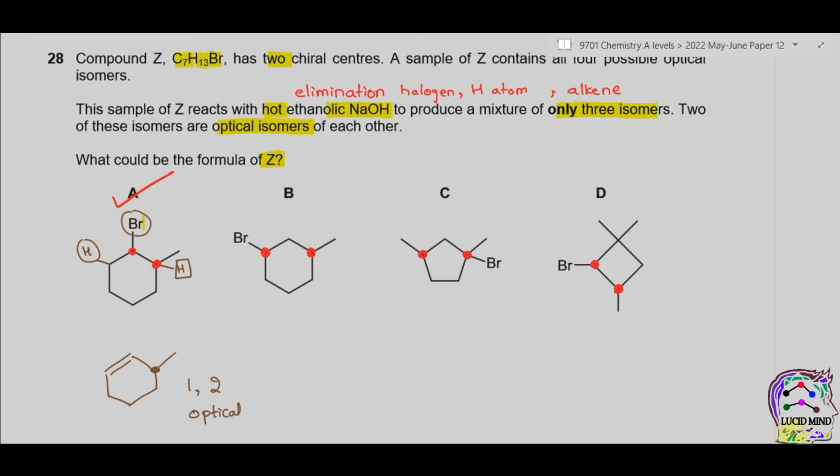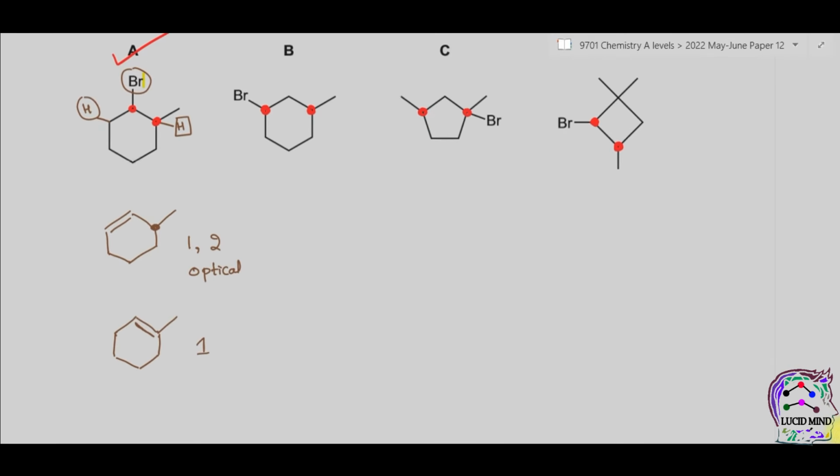Then let's look at B. So with this carbon having a bromine atom, I can remove a hydrogen atom from the left side, which is this hydrogen, or from the right side, which is this hydrogen. So both products will be like this. If I remove this hydrogen, then the double bond is going to be between these two carbons. Now this carbon is still chiral. So two optical isomers are formed.